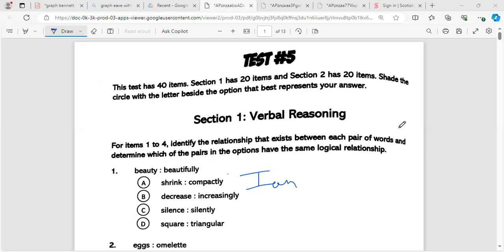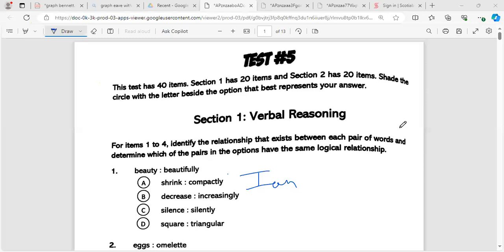So number 1, beauty is to beautifully. For items 1 to 4, identify the relationship that exists between each pair of words and determine which of the pairs in the options have the same logical relationship. So my answer is C, silence and silently.